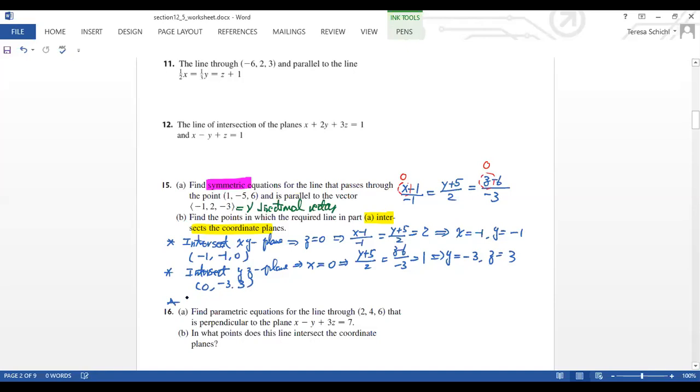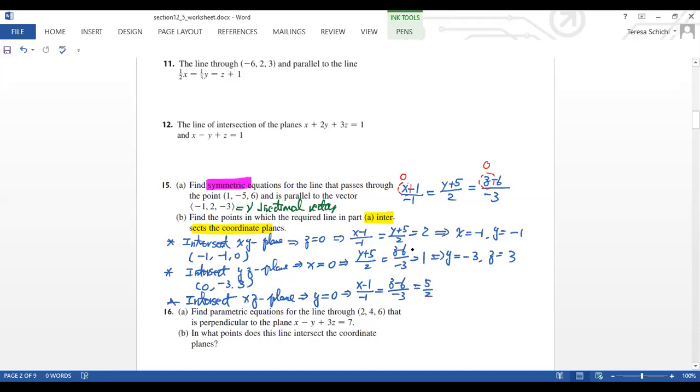So the last one, this line can intersect what here? The xz plane, correct? Okay, so for the xz plane, I will set y equal to 0. So when you set y equal to 0, that means (x minus 1)/(-1) equals (z minus 6)/(-3), and y equal to 0 gives 5 halves, right?